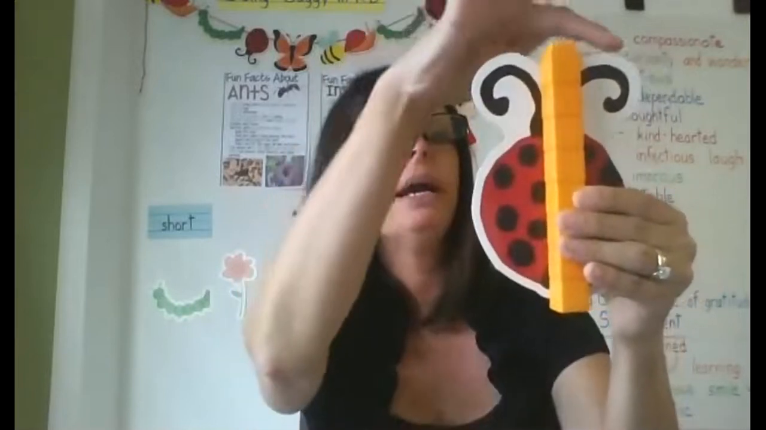So I'm just going to give you a quick example right here. So this is my ladybug. So if I wanted to measure my ladybug, I would start at the bottom, I would connect some cubes, and I would go all the way to the top of my antennas, and then I would count 1, 2, 3, 4, 5, 6, 7, 8. So my ladybug is about 8 cubes tall.